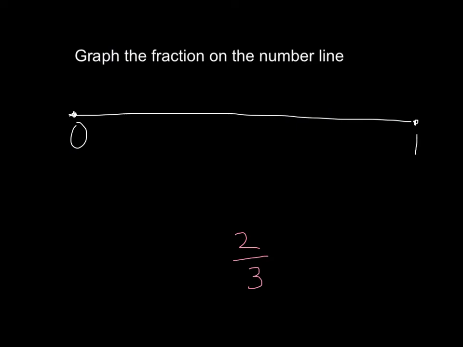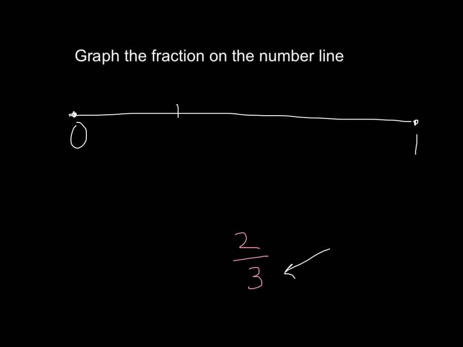Here's another problem where it says to graph out this fraction on the number line. I'm going to take my steps that I used before and relate it to this problem. First thing I need to do is look at the denominator. My denominator is 3, meaning that my number line should be divided into 3 sections that are equal to each other. So I'm going to go ahead and do that now.